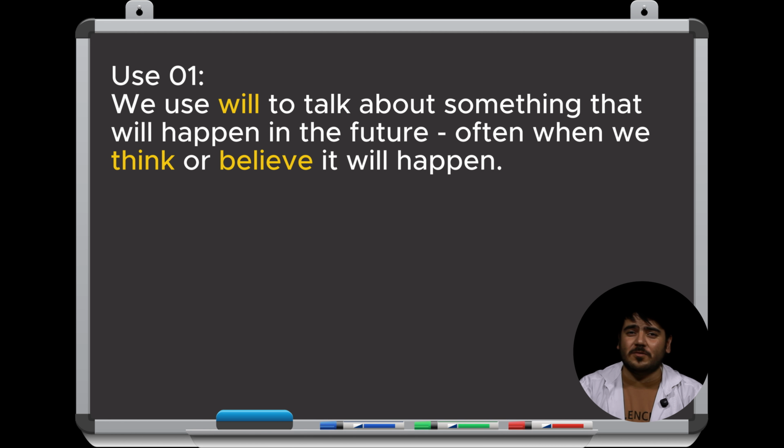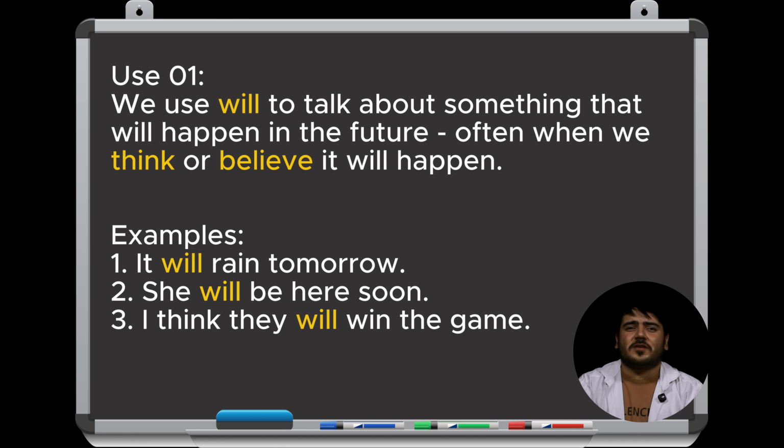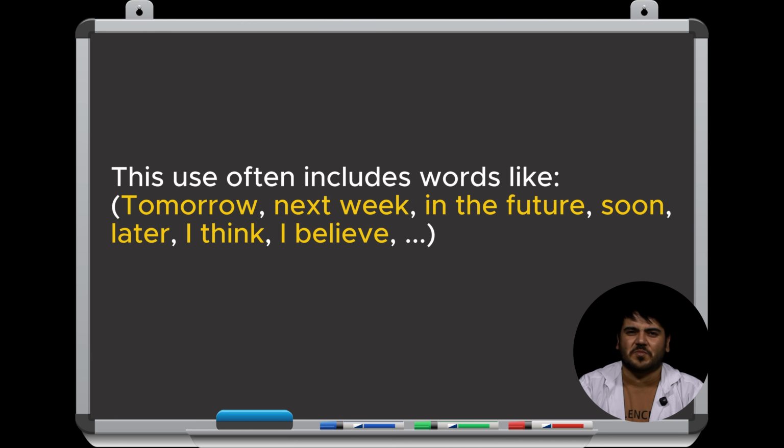Now that we understand the structures, let's talk about its uses. Use number one. We use will to talk about something that will happen in the future, often when we think or believe it will happen. Examples: it will rain tomorrow. She'll be here soon. I think they'll win the game. This use often includes words like tomorrow, next week, in the future, soon, later, I think, or I believe.